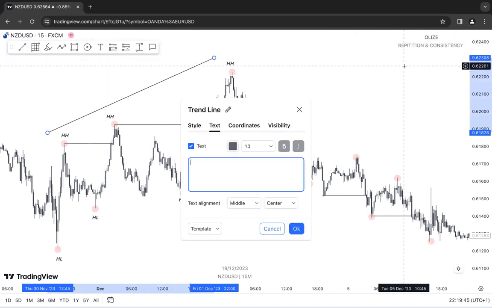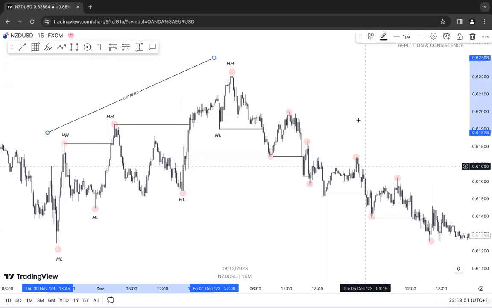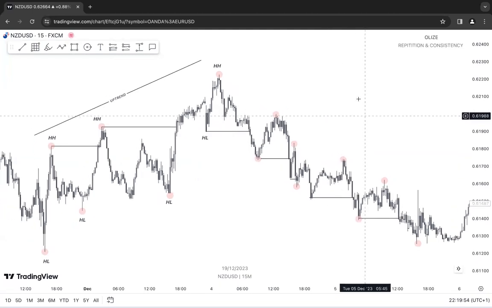Hope it's all making sense. No one is getting lost or confused. Yes, sir. Yeah, so this is an uptrend. Okay, it's 5 minutes.